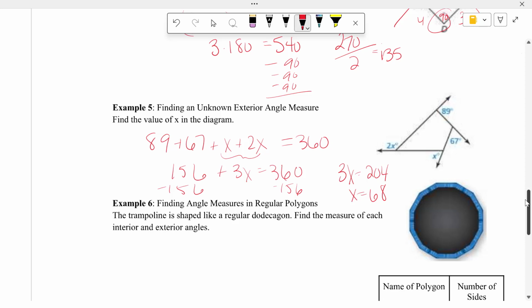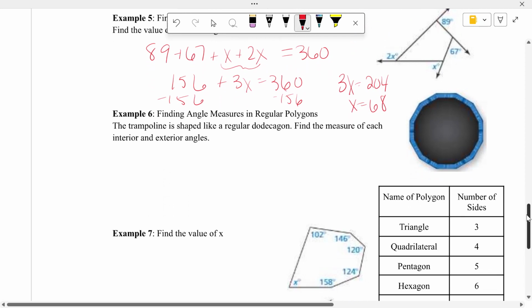All right, so that's how you're going to work there. With exterior, it's kind of easier because you don't have to calculate what your total is. It's always 360. So here we've got a regular. Now we're using the word regular. That's telling you that all the angles are the same. Everything is the same. It's a dodecagon, so that tells us it is 12-sided. Find the measure of each interior and exterior angle.